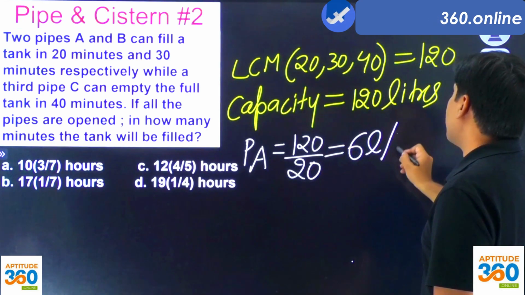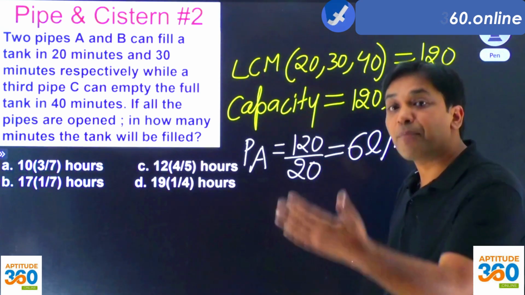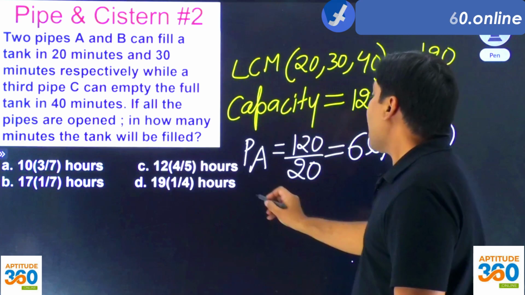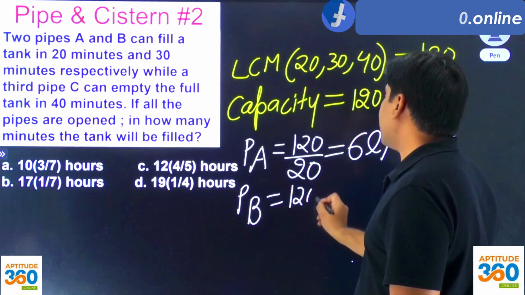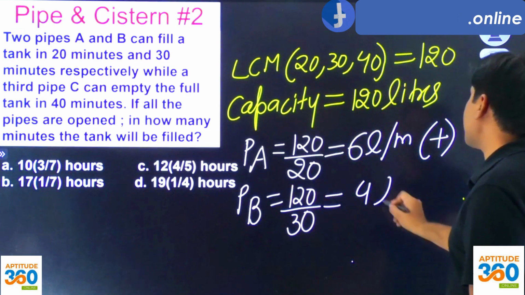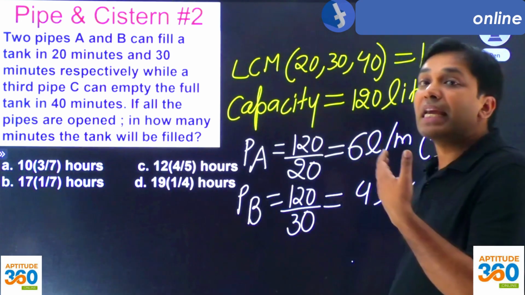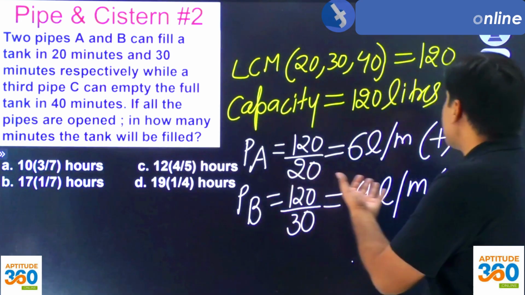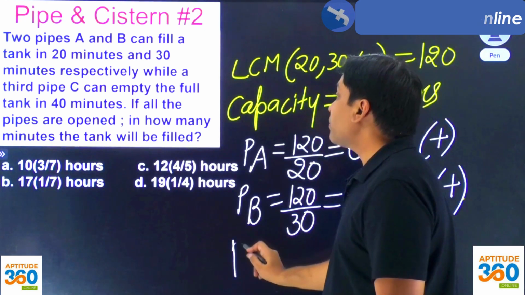6 liters per minute. And I would say that this is the positive work because pipe A is bringing in the water. How about pipe B? Pipe B can fill the entire tank in 30 minutes. So that's 4 liters per minute. Again, because pipe B is bringing in the water in the tank, it is going to be 4 liters per minute, positive work.